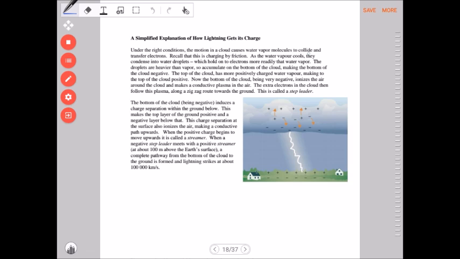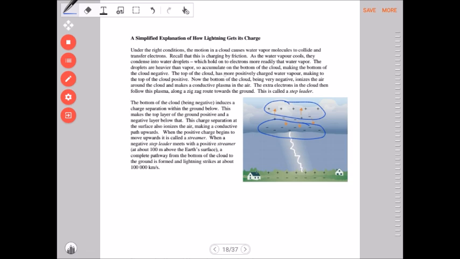So as the water vapor cools, they condense into water droplets, which hold on to electrons even more readily than the water vapor. The droplets are heavier than the vapor, so they accumulate on the bottom of the cloud, making the bottom of the cloud negative. So here you can see on the picture, the bottom of the cloud becomes negative, the top of the cloud becomes positive.